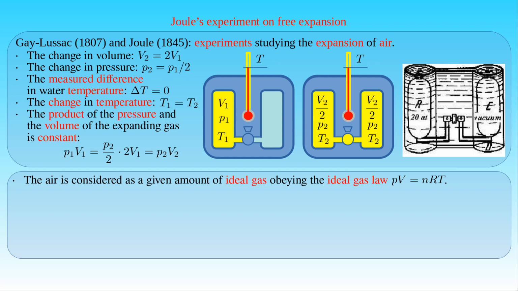The relationship between the state variables of the gas is given by the ideal gas law stating that the pressure P of n mole gas times its volume V is equal to n times the gas constant R times the absolute temperature T of the gas.